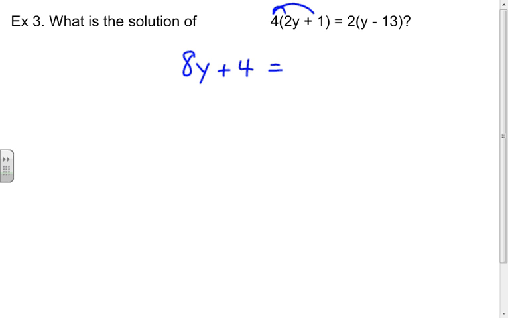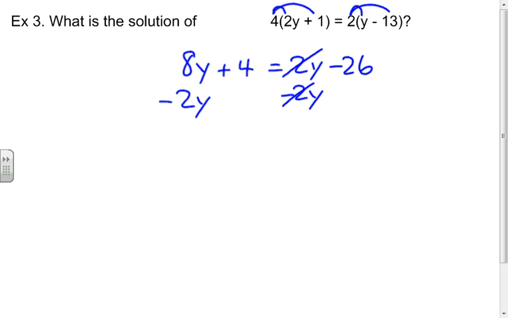There's also distributive property on the other side. 2 times y is 2y. 2 times negative 13 is negative 26. So I got the distributive property out of the way. Now I have variables on both sides, 8y and 2y. Which one has the bigger coefficient? The 8 is bigger than the 2, so I want to move all my variables to the side that has the 8. I need to get rid of this 2y. So in order to get rid of a positive 2y, I need a negative 2y. And I also have to do it on the other side.